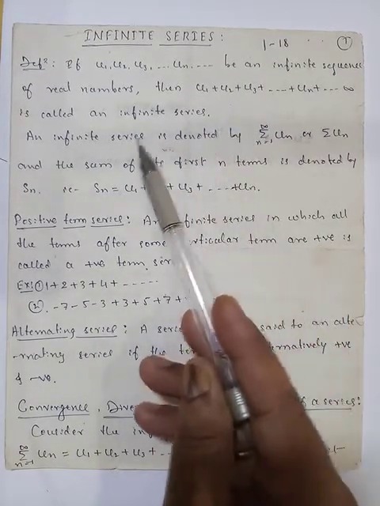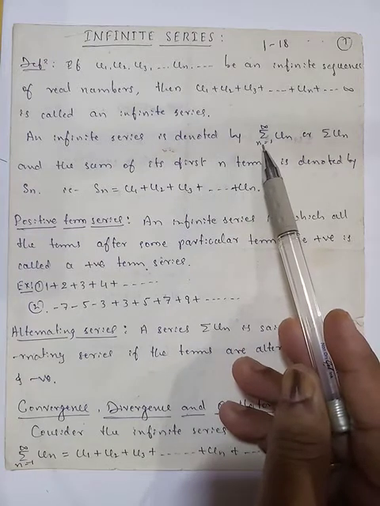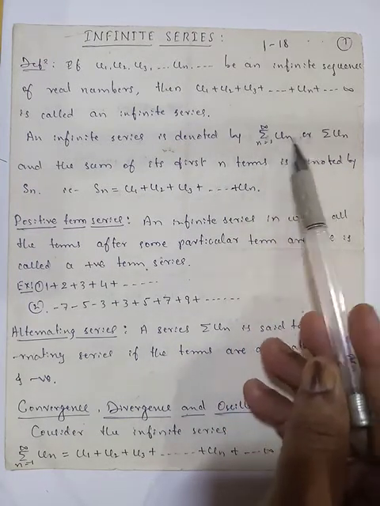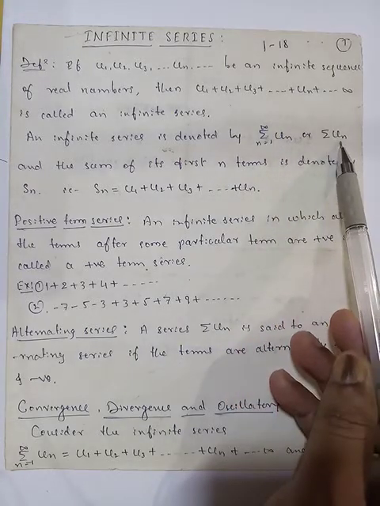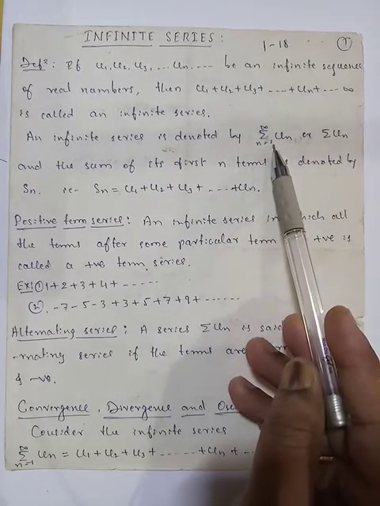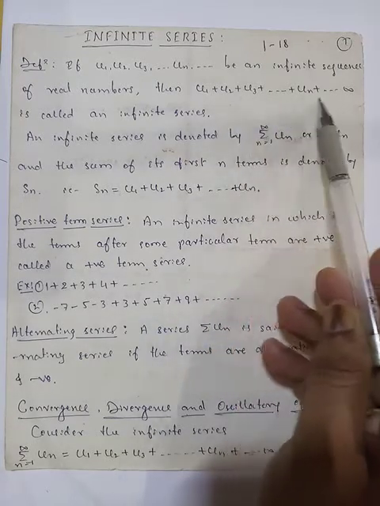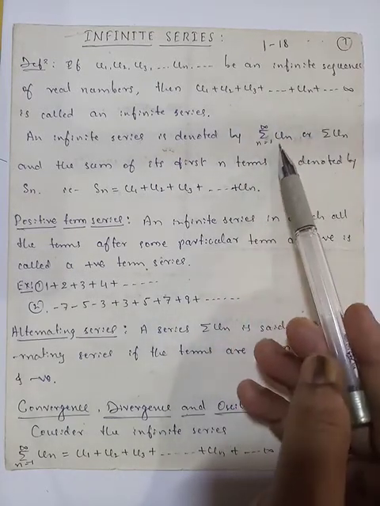And this infinite series we usually denote by the summation, summation n equal to 1 to infinity un, or simply we write summation un. So when we substitute n values here, like n equal to 1, 2, 3 and so on, we get the expansion of this infinite series.